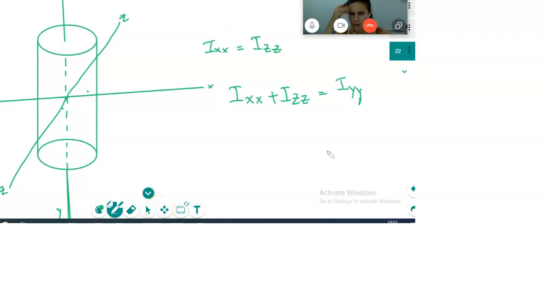See, this is the axis, whether it passes this way or this way, both are the same, no? This is passing through the diameter of the cylinder. This also is passing through the diameter of the cylinder. So the moment of inertia is going to be the same.